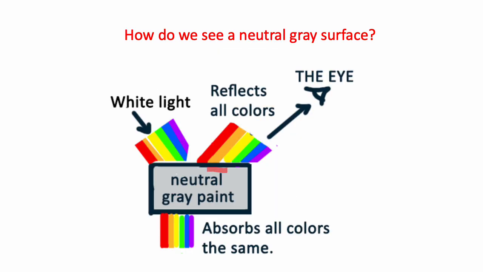A neutral gray surface doesn't have a hint of color. It treats all light colors the same. It reflects all light colors and absorbs all light colors.